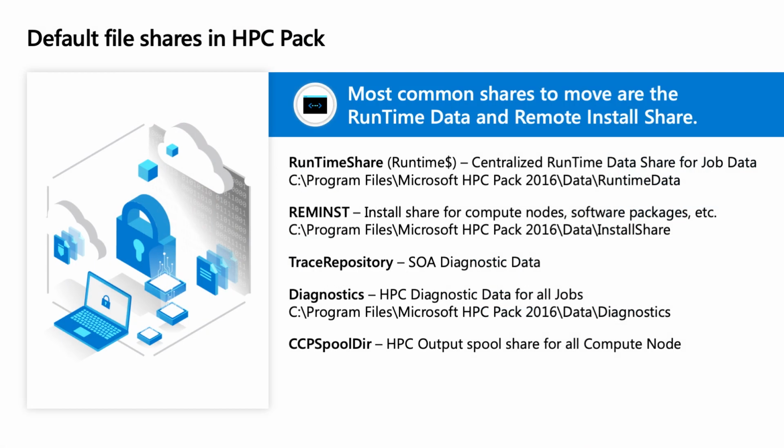Here are the default shares that exist within an HPC Pack environment. The two most common shares to move are the runtime data and the remote install shares. Those are typically the two shares, along with any application workload shares, that need to be the most performant. There are other shares within the environment, but typically they're less utilized and less needed to be highly performant like those two other shares I talked about.